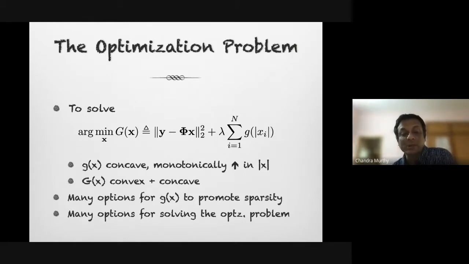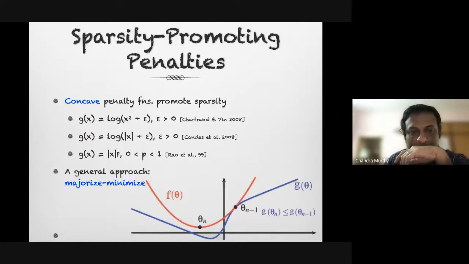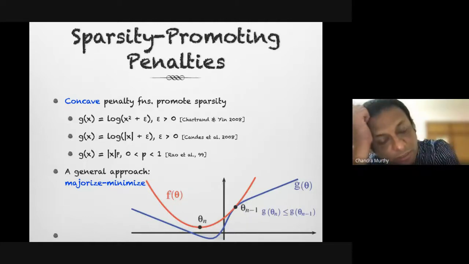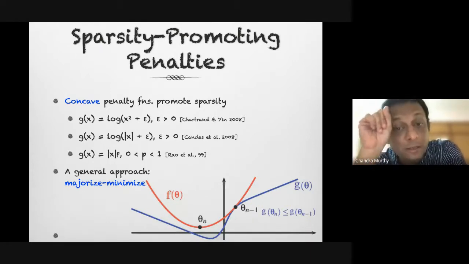And for any given choice of g of x, there are many options for solving this optimization problem. Usually, if an optimization problem is convex, then it's relatively easy to solve. You can just hit it with one of the convex optimization toolboxes, which are very efficient. But in these kinds of problems where g of x is neither convex nor concave, there are many tricks that you can use to solve these optimization problems. One general approach one can use is what is called majorization minimization, and I'll explain that in the next slide. But here are some other examples of concave penalty functions that promote sparsity.